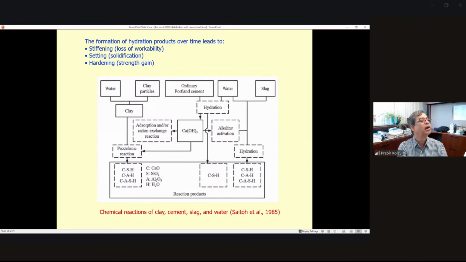So these are some guidelines: formation of hydration products over time. So obviously the stiffness is going to increase; setting, solidification, hardening is strength gain. So what is happening in the clay particles and water if we add ordinary Portland cement or slag? Basically, hydration takes place, alkali activation takes place, and the final products you see here are calcium silicate hydrate, calcium aluminate hydrate, or CASH, calcium aluminate silicate hydrate. These are the few things that are forming. So basically, these are the reaction products formed.